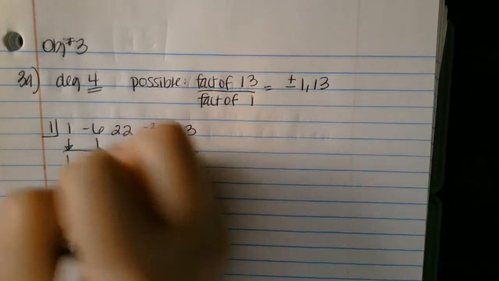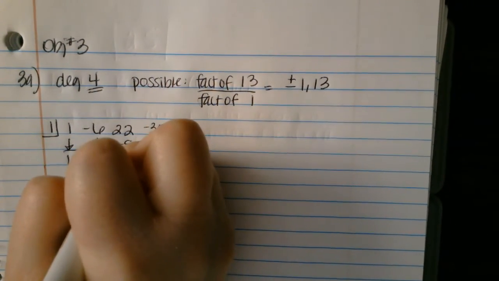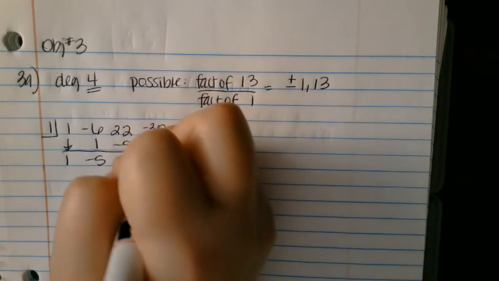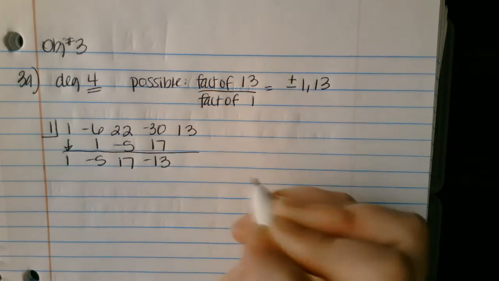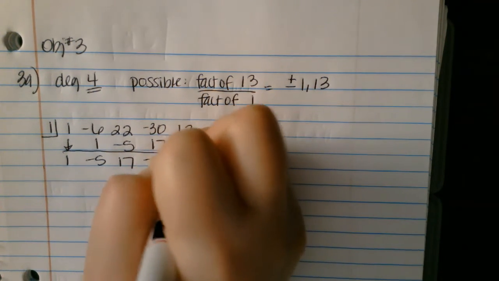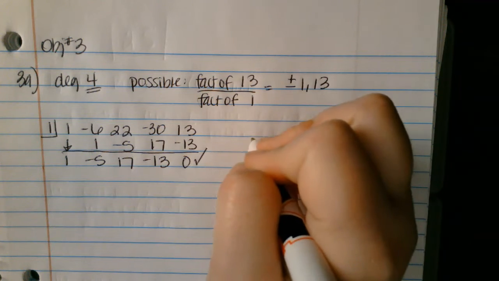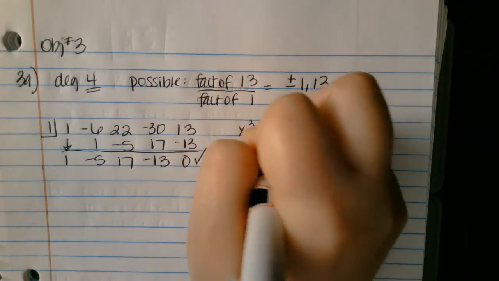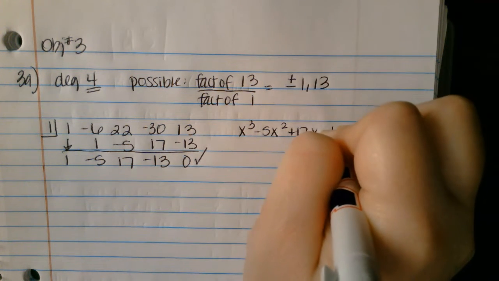1 times 1 is 1. Negative 6 plus 1 is negative 5. We have a negative 5 here. 22 minus 5 is 17. 17 times 1 here. 17 minus 30 is a negative 13. So we have a negative 13 and 0. So on our first try, we see that 1 is indeed a 0. So the polynomial we have now is x cubed minus 5x squared plus 17x minus 13.